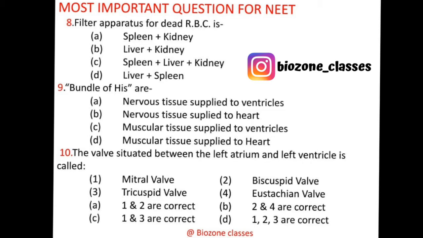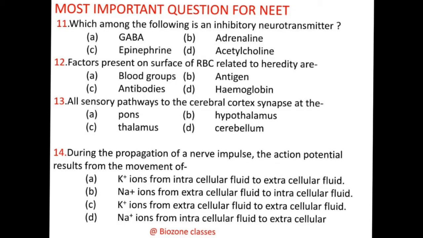Both options are correct. Now question number 11 is, which among the following is an inhibitory neurotransmitter? A. GABA, B. adrenaline, C. epinephrine, and D. acetylcholine. Quite an easy question, but again important. So remember, GABA is an inhibitory neurotransmitter.